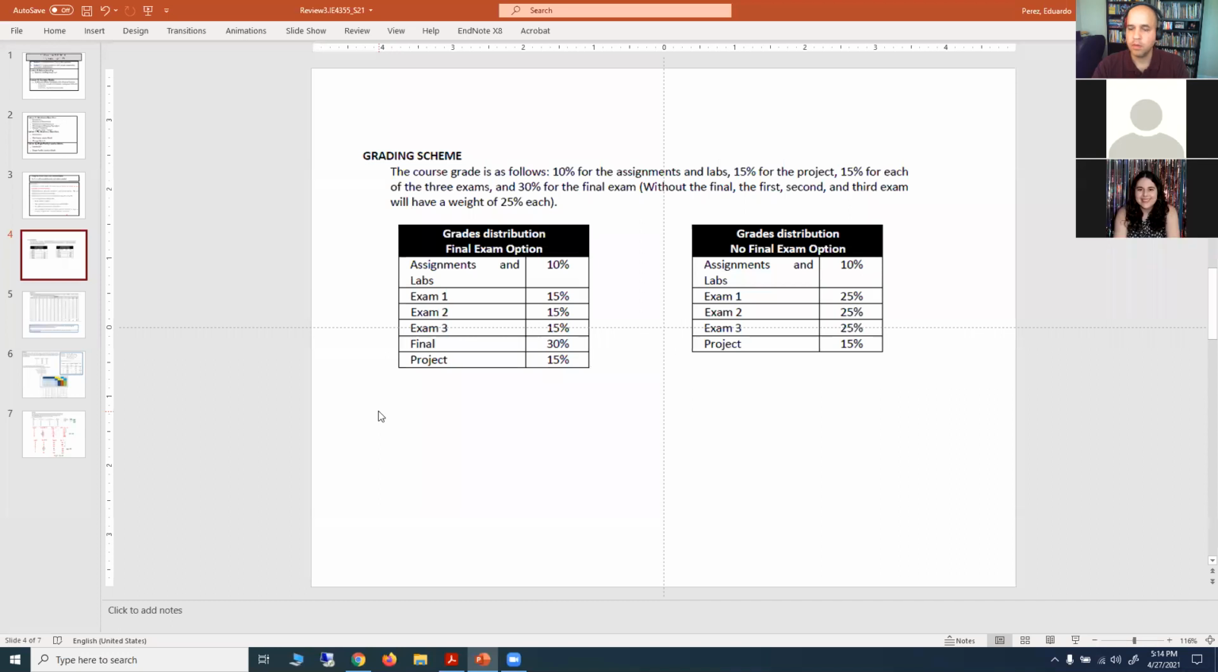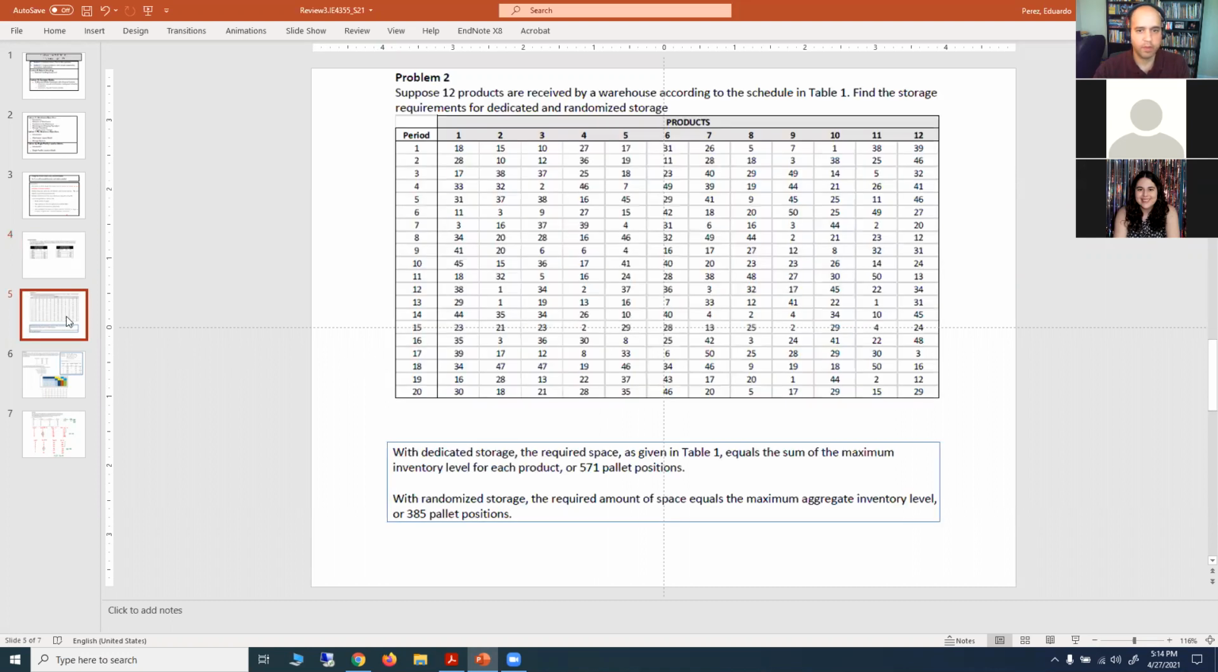No. Good. So what I have left for the review is to go over some of the latest problems from the assignment. In this problem, we have 12 products that are received by a warehouse according to the schedule in table 1. So we have these time periods from 1 to 20, and then we have 12 products. And we want to find the storage requirements for dedicated and randomized storage.